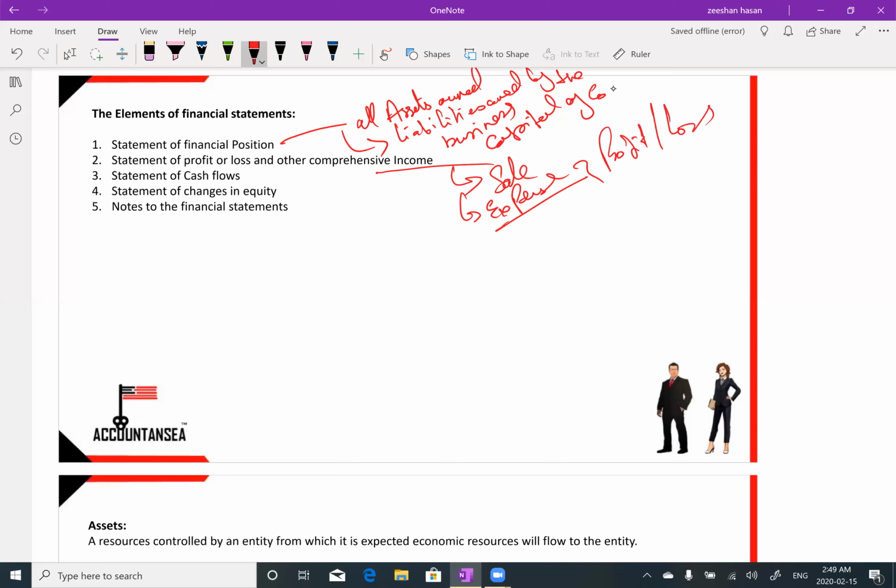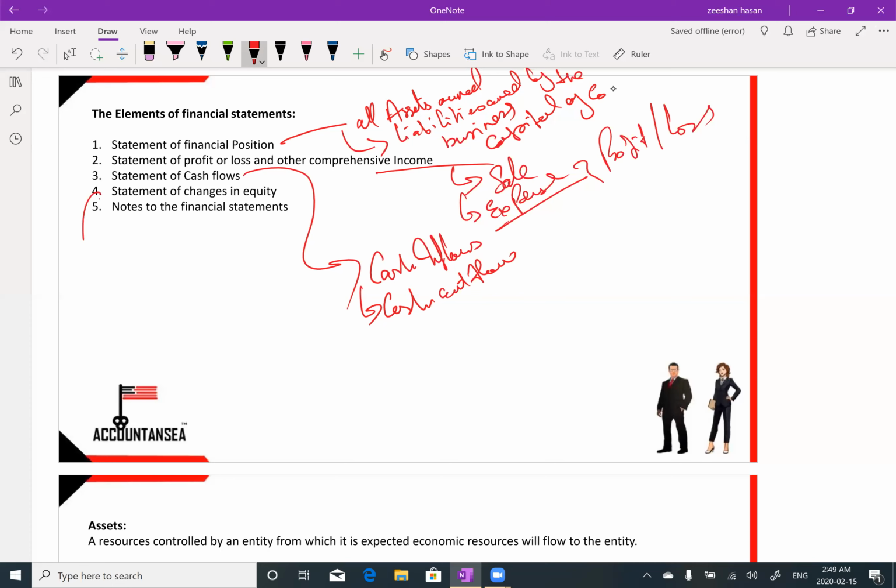Right? Statement of cash flow. It tells about how much cash inflow the company has, right? How much cash came into the company and how much cash outflow, that means how much cash they have paid, right?